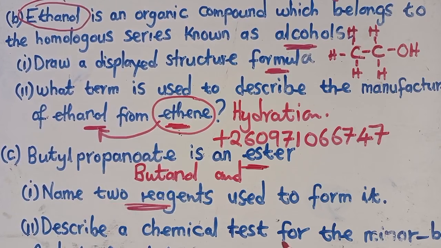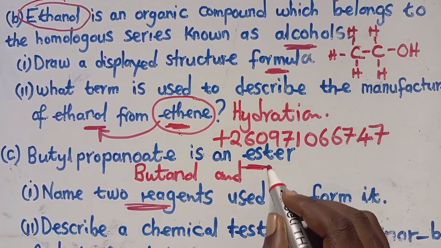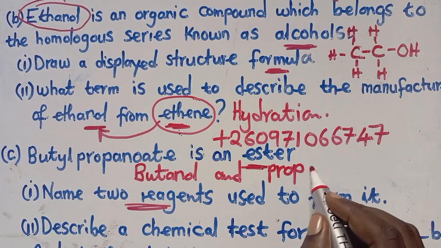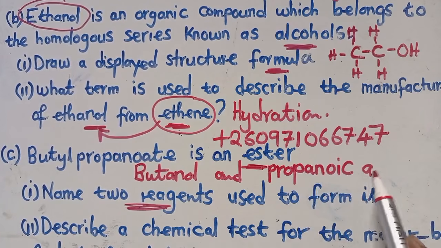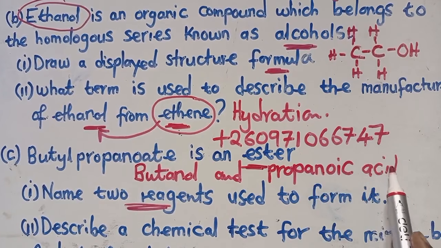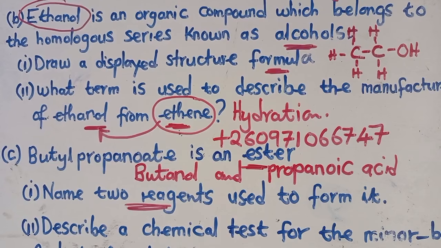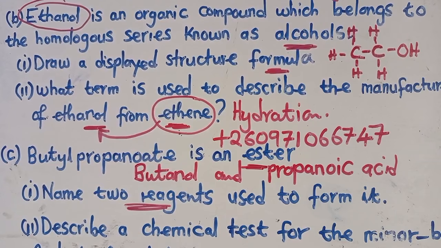So meaning this one is going to be what? Propanoic acid, like this. So that is propanoic acid. These are the 2 reagents used to form it. So this one is an alcohol, this is a carboxylic acid. I guess you are able to see how these things are coming about. So this is how you need to answer even questions in an exam.